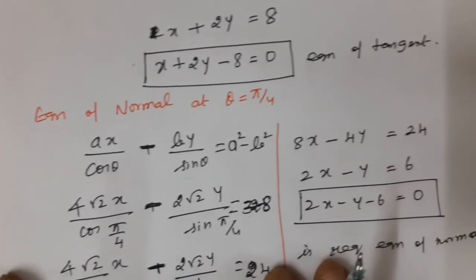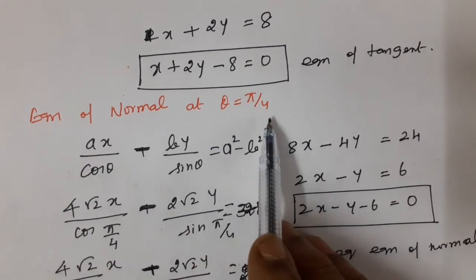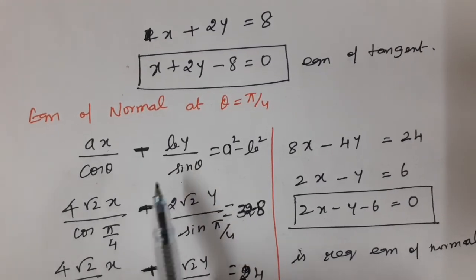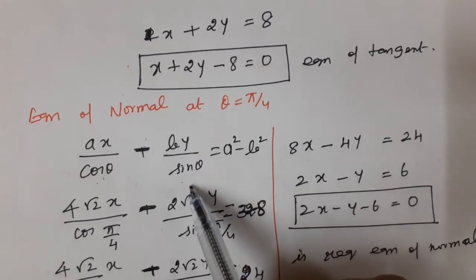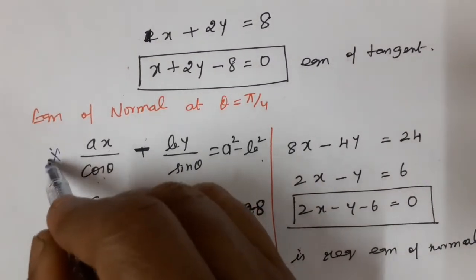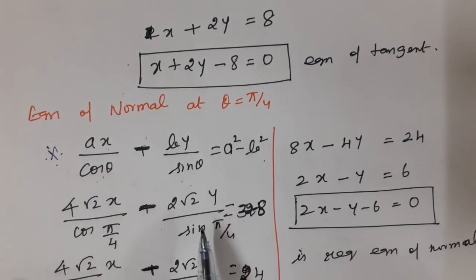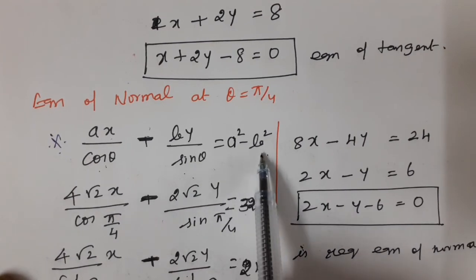Similarly, we are going to find the equation of the normal. Remember that formula, that's all. What is the formula? Equation of the normal at theta equal to 5 by 4: ax by cos theta minus by by sin theta. Instead of plus, having a minus symbol. ax by cos theta minus by by sin theta equal to a square minus b square. So this is a very important formula. Using the table only, easily remember that one.